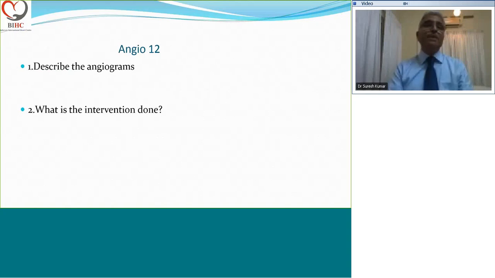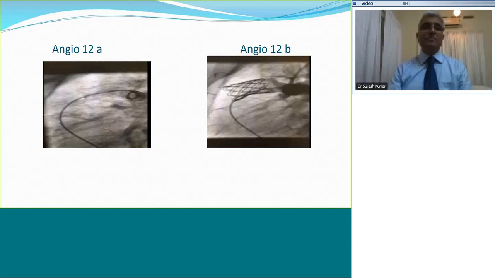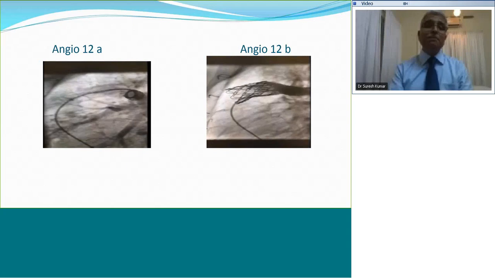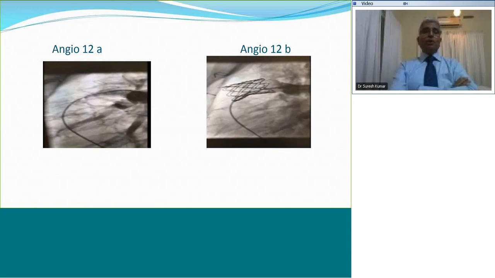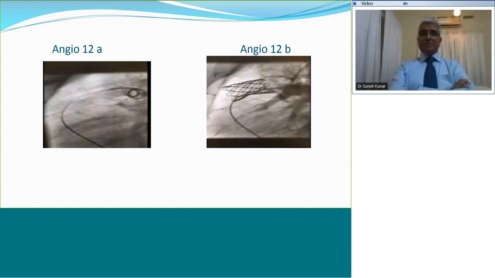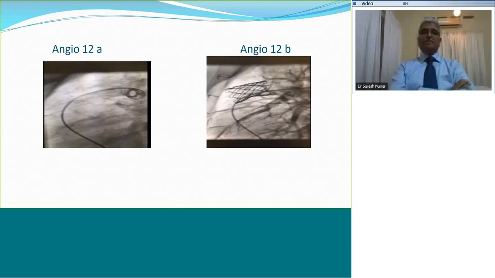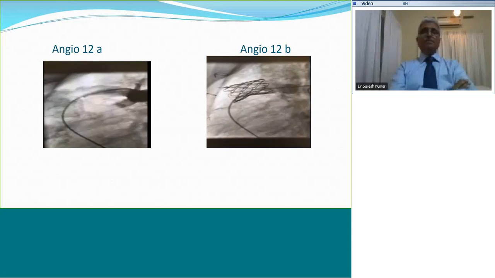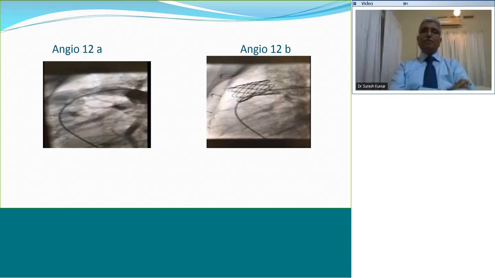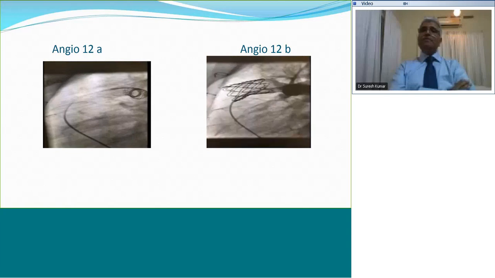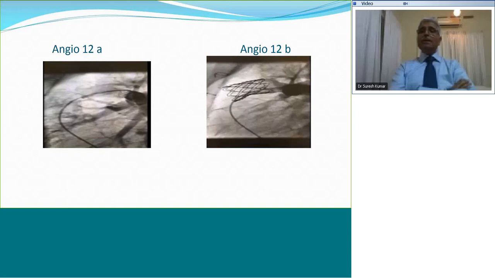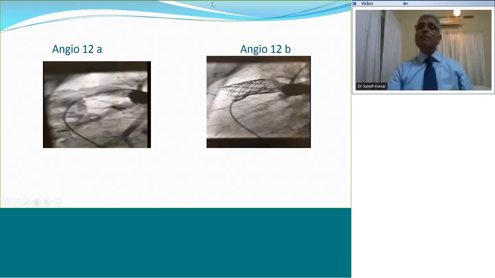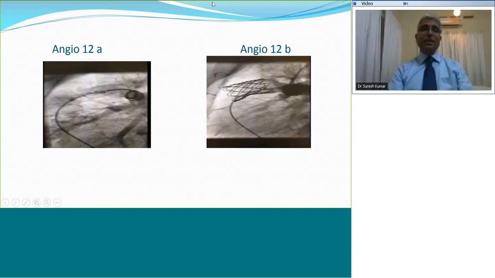Now, angio 12. Describe the angiograms and tell me what is the intervention. Maybe angio 12B will help you to interpret angio 12A also. You should be able to tell me what is 12A and then tell me what is 12B. Come on, I'm sure that you can answer this. The first one is MPA stenosis with a posterior case lateral injection, branch PA showing PR. Okay. There's one more thing.